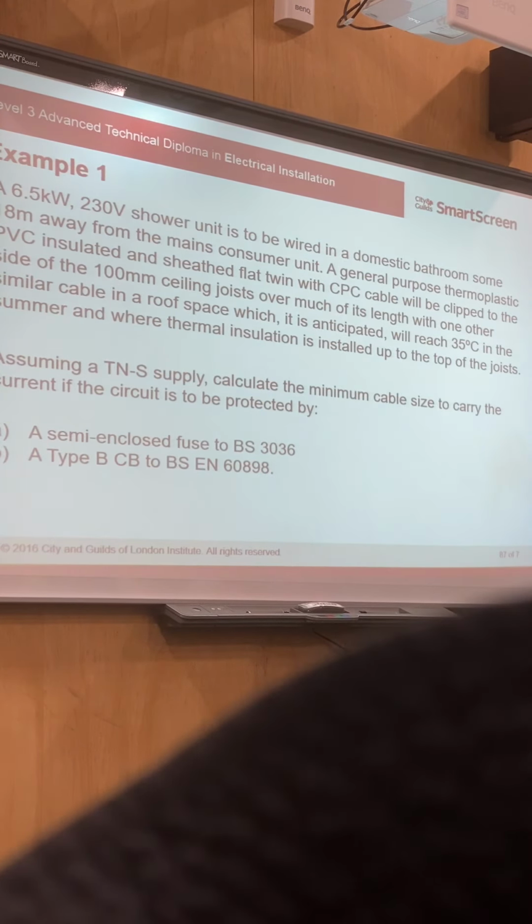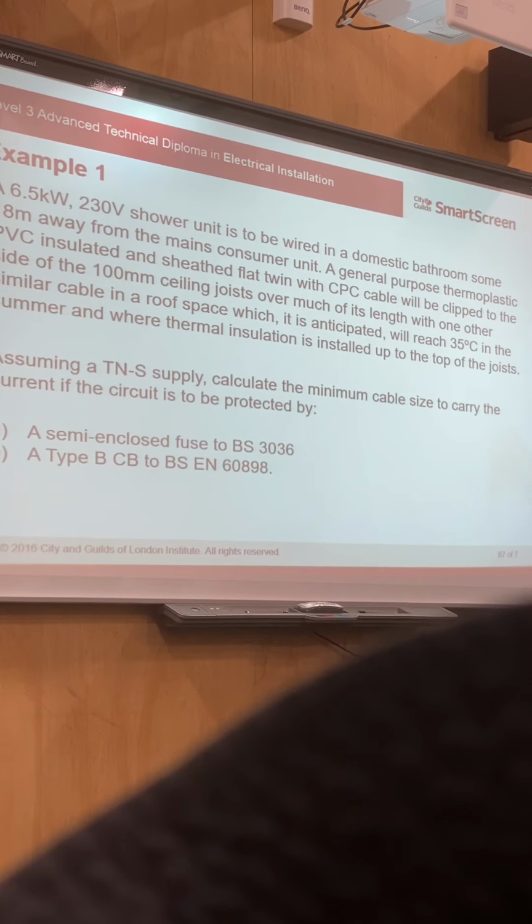Would you go for 70 degrees thermoplastic? That's the only option you've got there, isn't it? Because it says a general purpose thermoplastic. So we're looking at the column that says 70 degree thermoplastic, which is the third column. Can you see that?